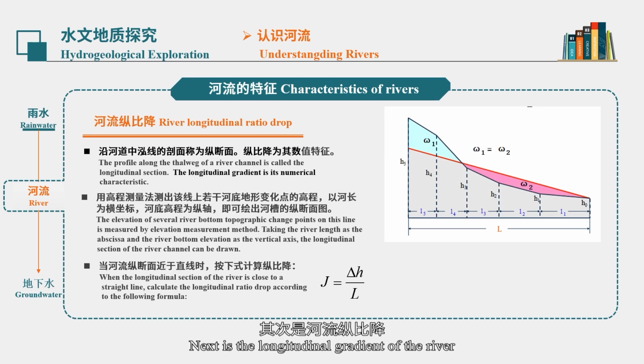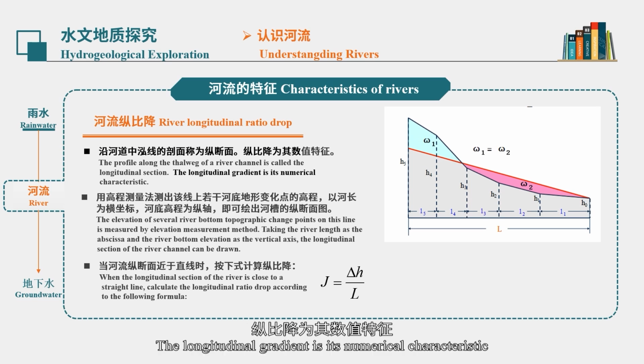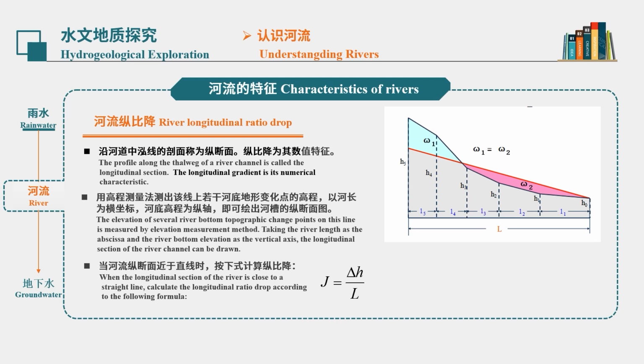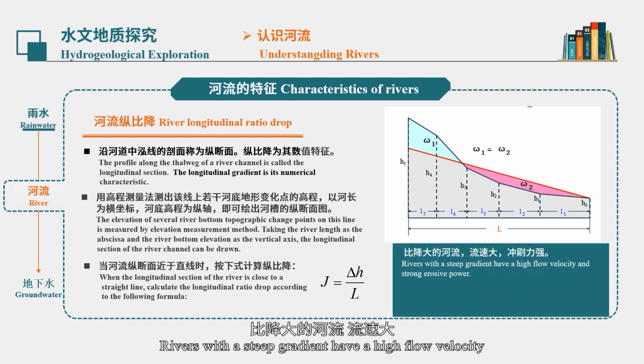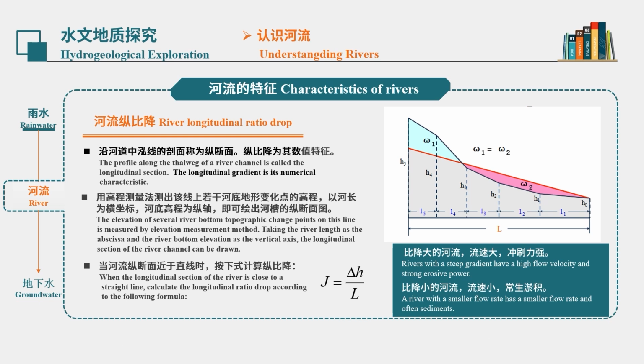Next is the longitudinal gradient of the river. The profile along the thalweg of a river channel is called the longitudinal section. The longitudinal gradient is its numerical characteristic. When the river's longitudinal section is nearly straight, the longitudinal gradient is calculated by the following formula. Rivers with a steep gradient have a high flow velocity and a strong erosive power. Conversely, rivers with a gentle gradient have a low flow velocity and frequently experience sedimentation.